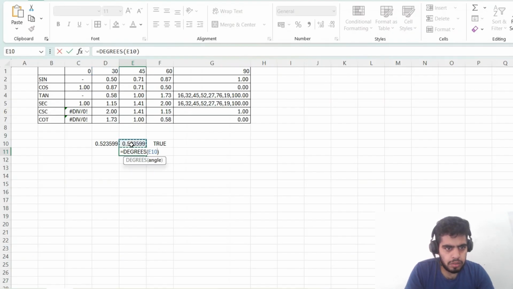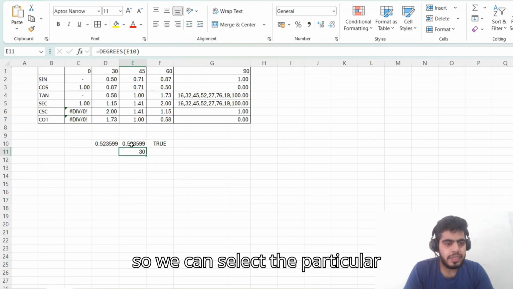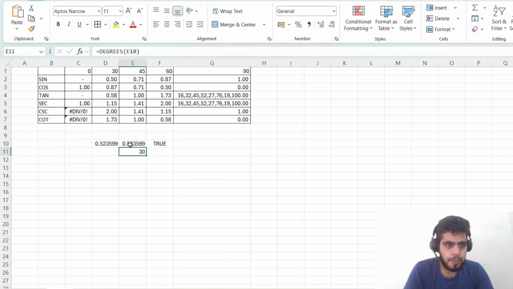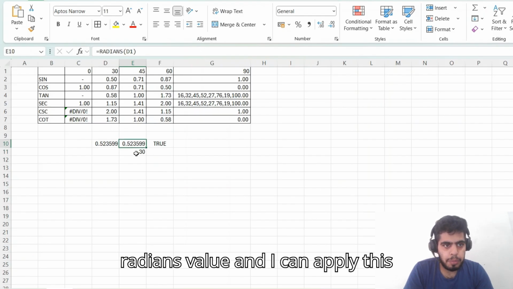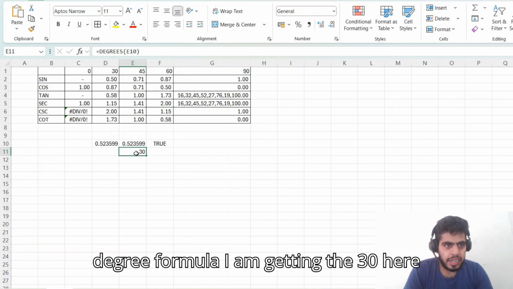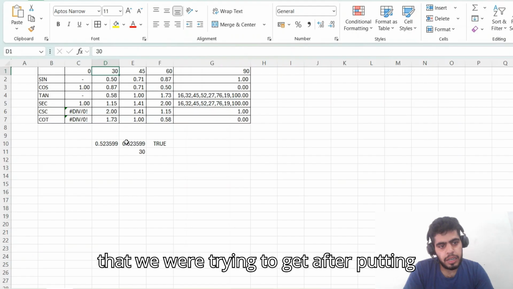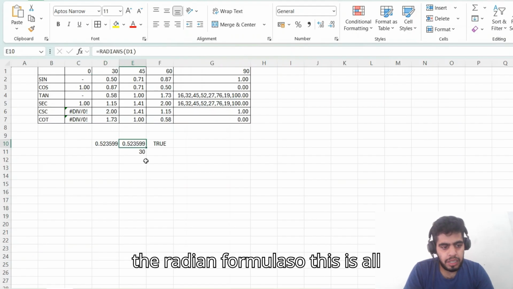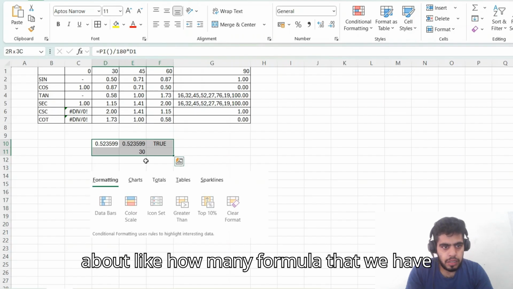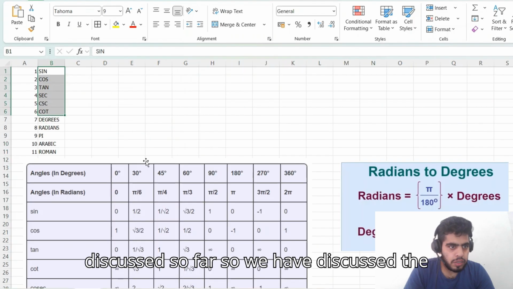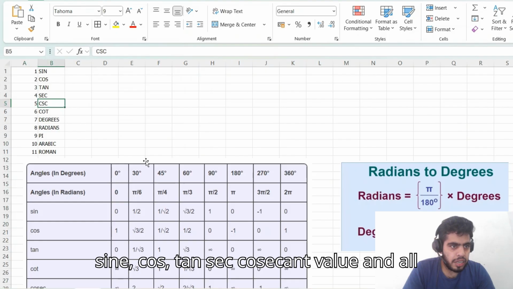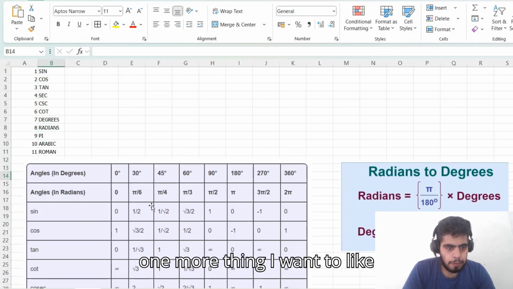Sorry, I did something wrong. So we can select the particular radians value, and I can apply this degrees formula. I am getting the 30 here, which is nothing but the same radian value that we were trying to get after putting the radians formula. So this is all about the formulas that we have discussed so far. We have discussed the sine, cos, tan, secant, cosecant values and all.